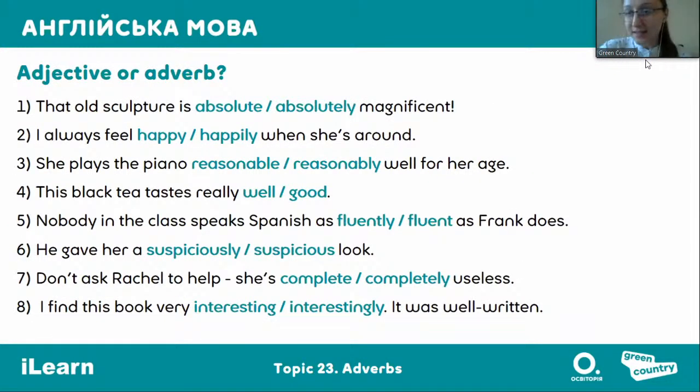Let's look at this task and try to spot the difference between an adjective and an adverb, because usually we confuse them. Let's go to number 1. That old sculpture is absolute or absolutely magnificent. What do you think? What do we need in the first one? Absolutely, that's right. So we have an adverb plus adjective.